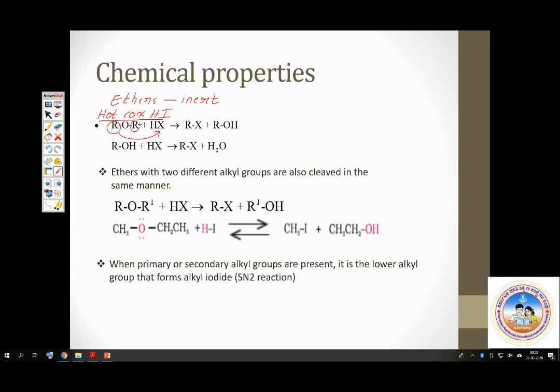But in the exam, you should be careful. Check whether 1 mole HX is given or 2 moles HX is given.